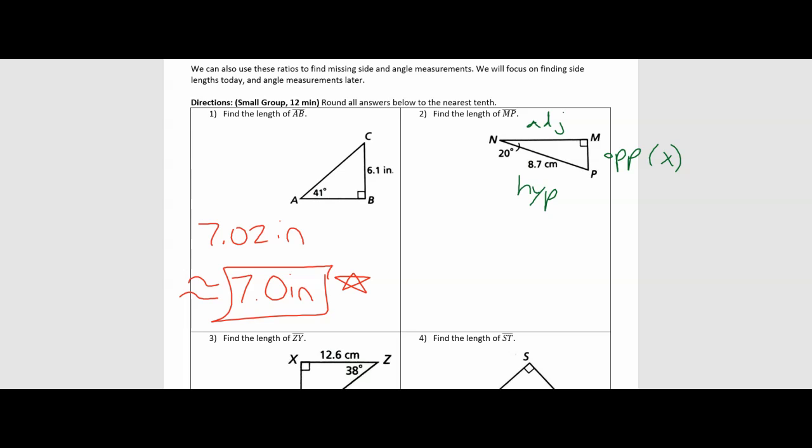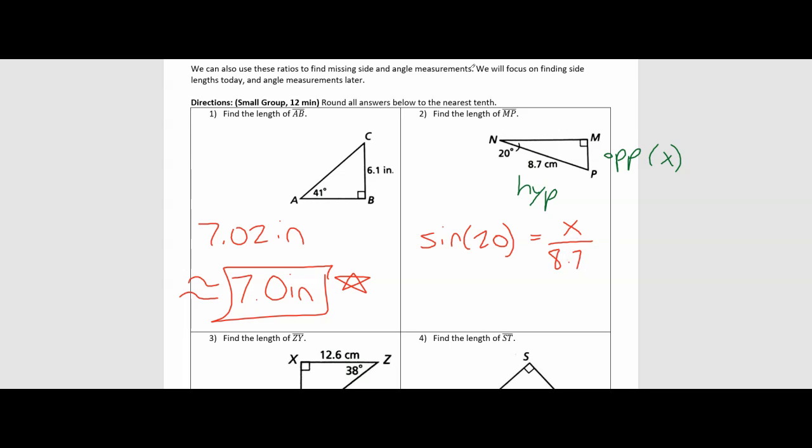Okay, I am looking for a ratio that uses the opposite and hypotenuse side, right? I want to use my x side, obviously, because that's the side I'm trying to find, and I want to use the 8.7 side, because that has a given value, right? The adjacent side doesn't have a given value, so no need to use or worry about that in this problem. So the ratio that uses opposite and hypotenuse is the sine ratio. So I'm going to get sine of 20 is equal to my opposite side, x, over 8.7.